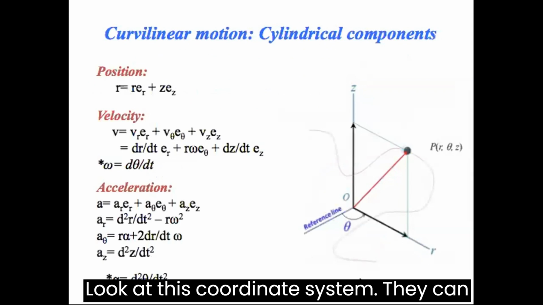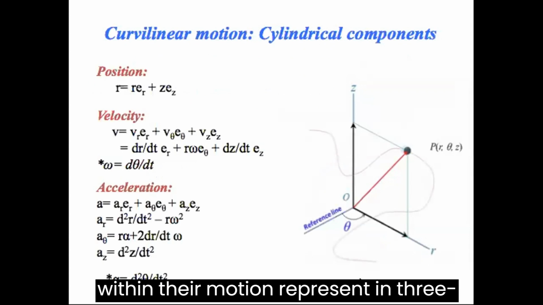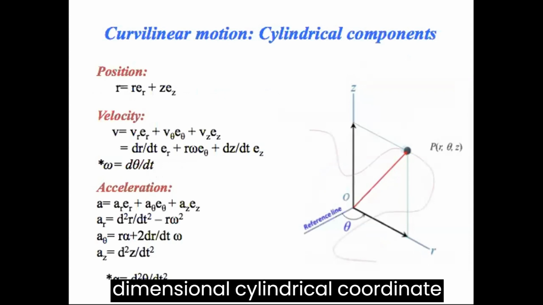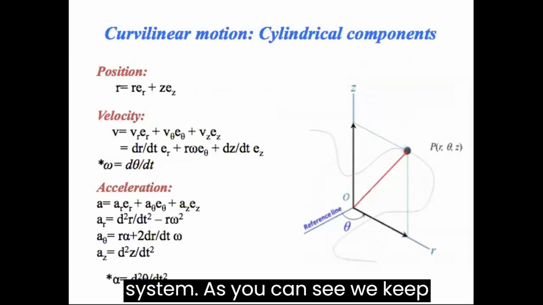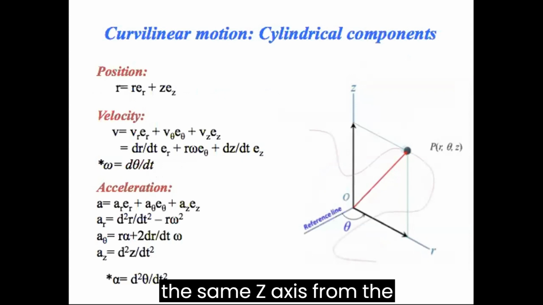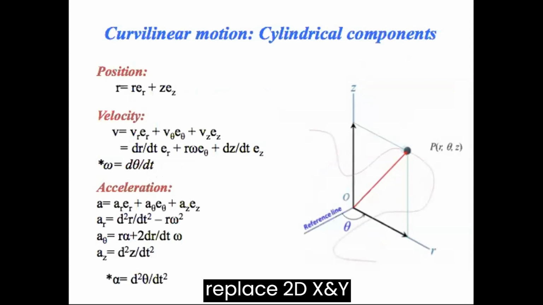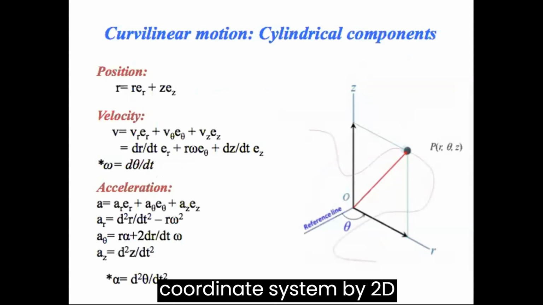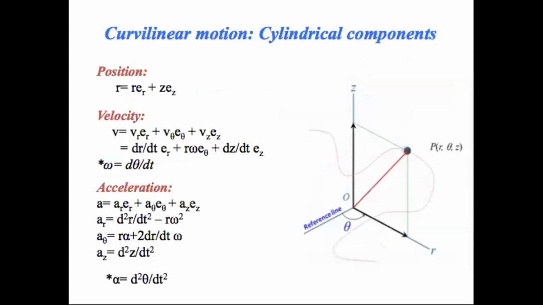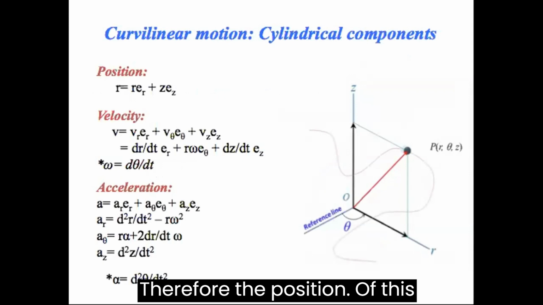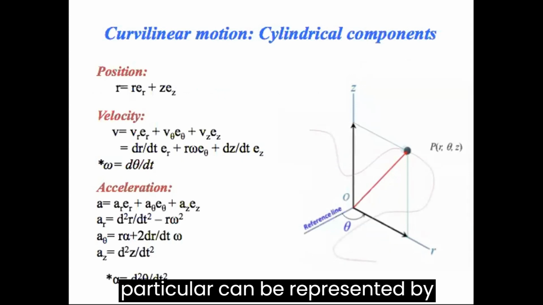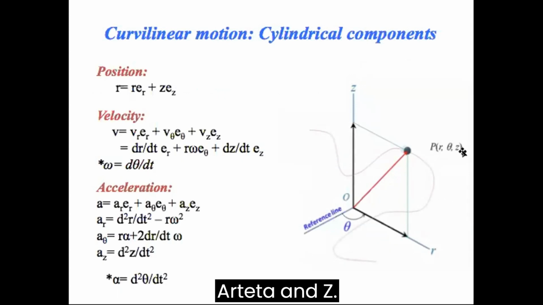Look at this coordinate system. The curvilinear motion is represented in a three-dimensional cylindrical coordinate system. As you can see, we keep the same z-axis from the rectangular coordinate system, and we replace the 2D x and y coordinate system by a 2D polar coordinate system. Therefore, the position of this particle can be represented by r, theta, and z.